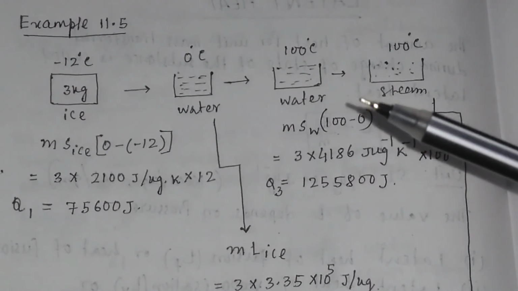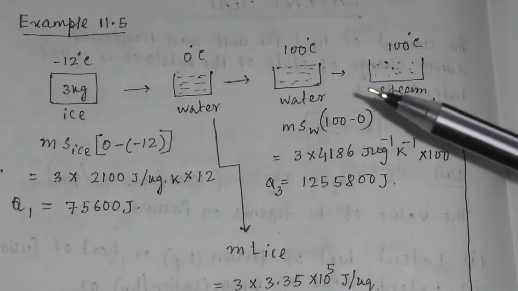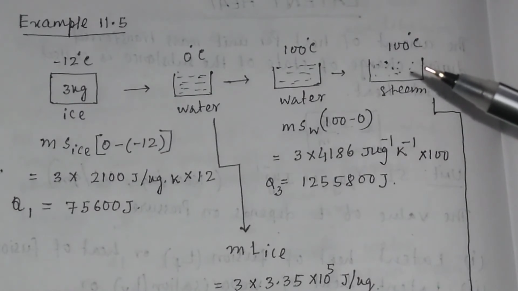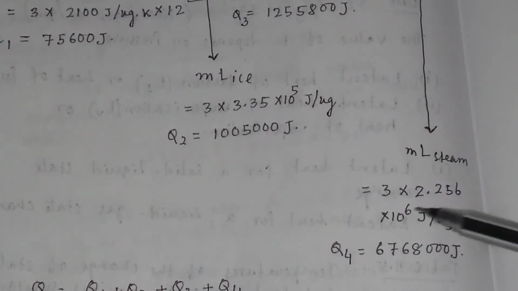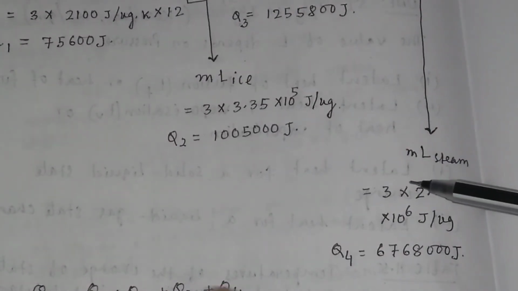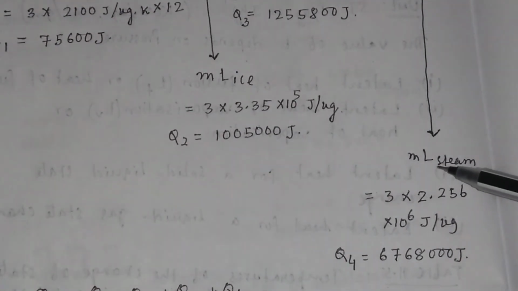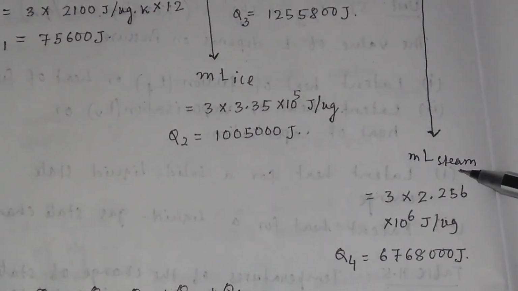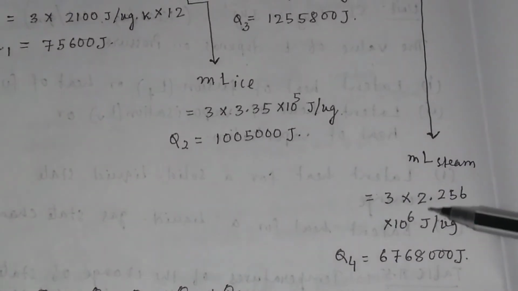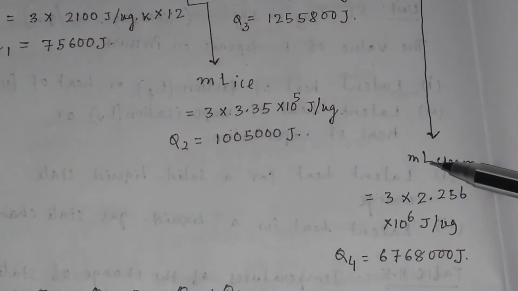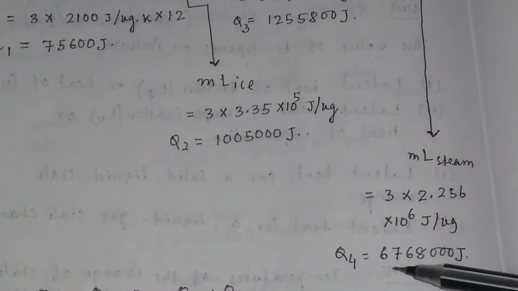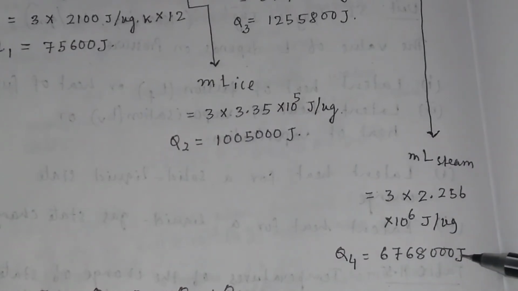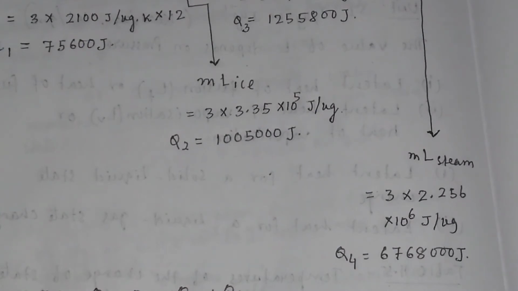Then there will be phase change, that means water at 100 degree centigrade will be converted into steam at 100 degree centigrade. So here you use the formula Q is equal to m L, where m is the mass of water and L is the latent heat of steam. The latent heat of steam is given and the mass of water is given, so that will be equal to 3 into this amount. So Q4 will be equal to 6767680 joule.